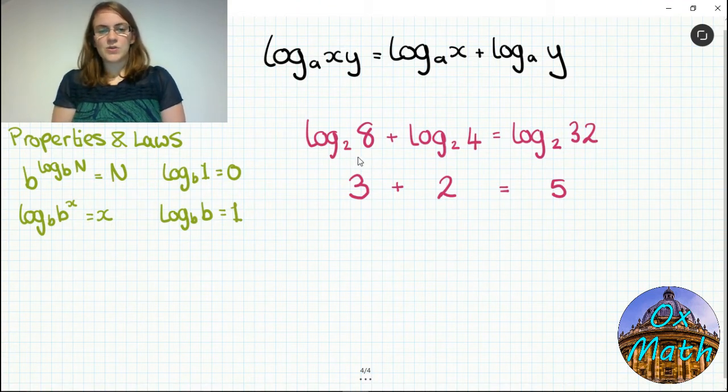So if you have two logs added together with the same base, that is the same as the log of the same base with the two numbers multiplied. So let's have a look at our next law.